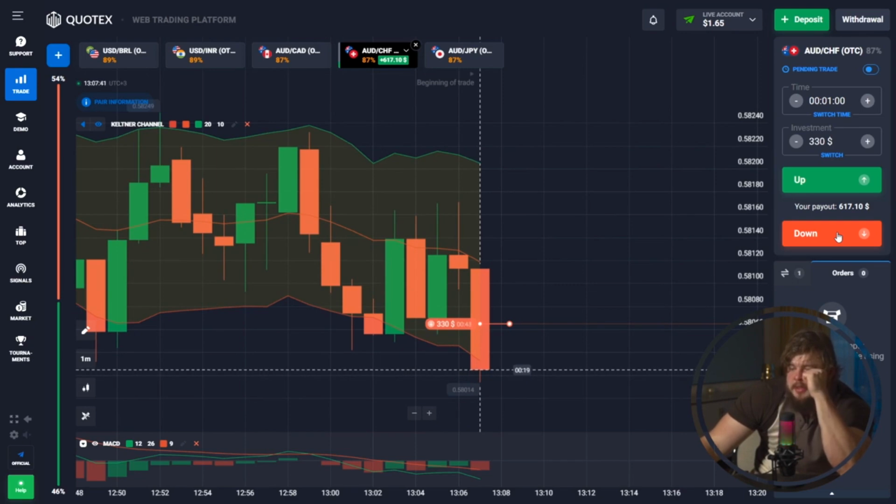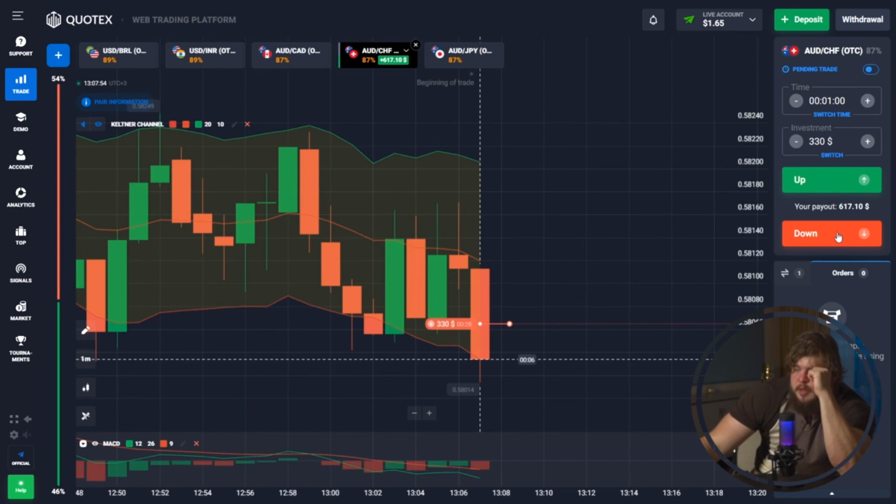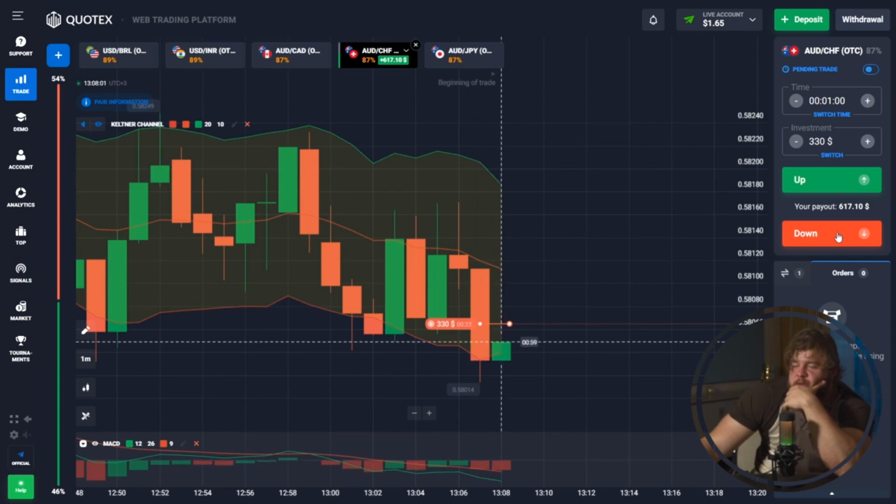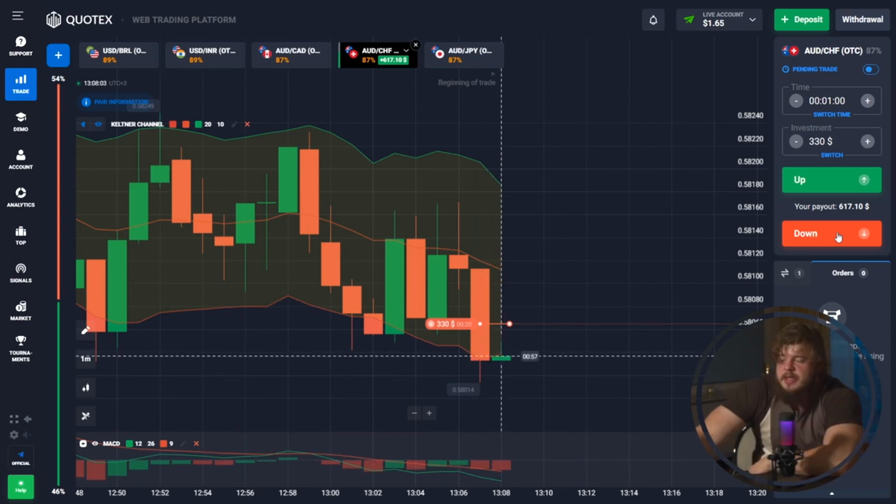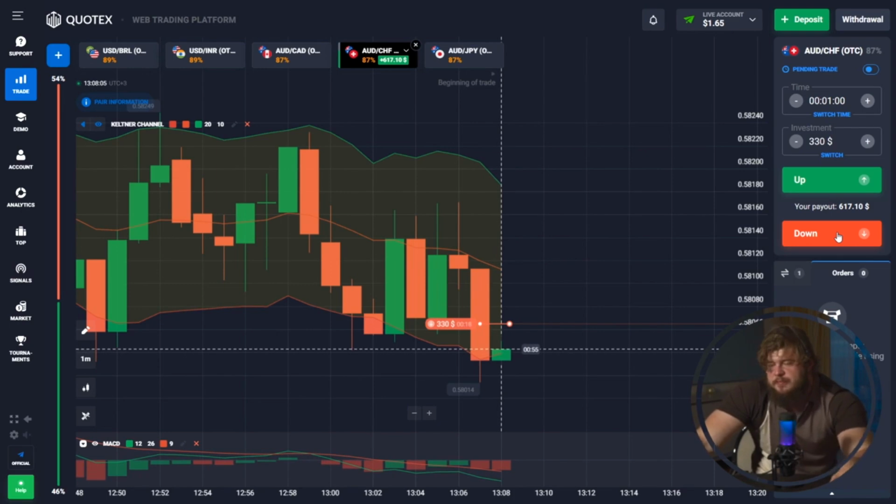Now we have opened a sell position not according to the counter channel but according to the MACD indicator. Once again, according to it, you can clearly see that the green line is below the red one, and for us that's a strong signal that the price will highly likely go down. That's why we opened that position.